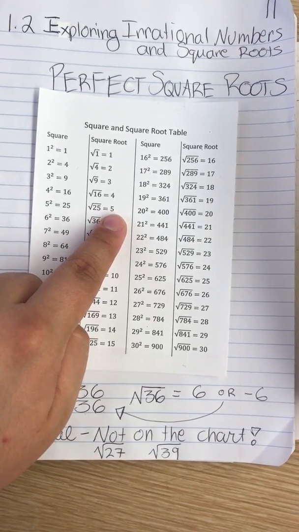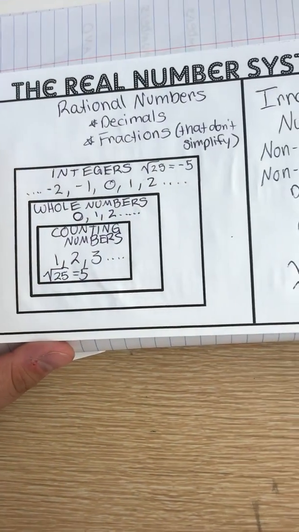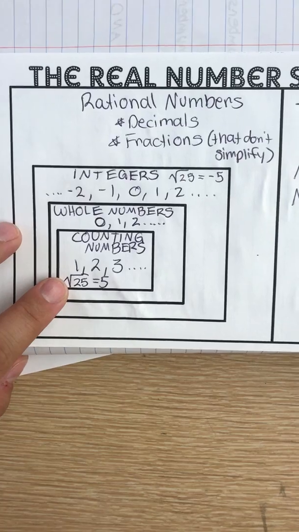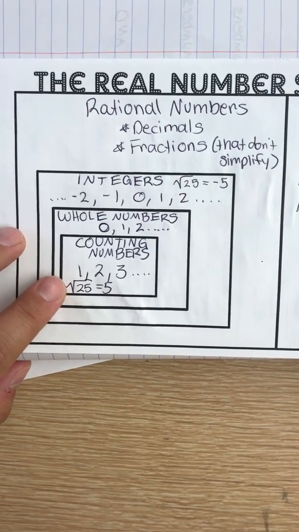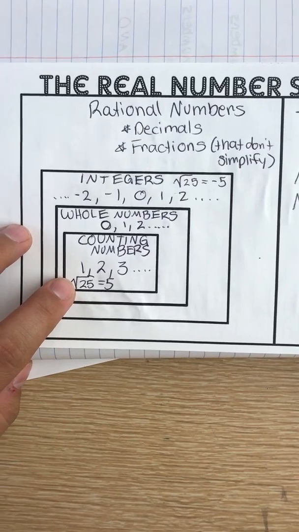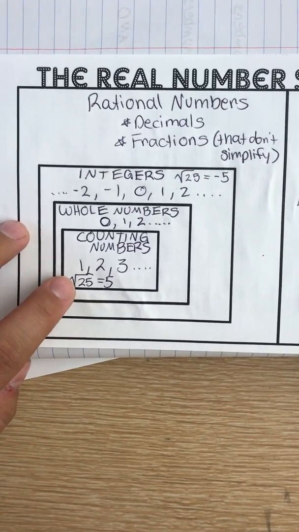I can simplify it. So if we go back a page in our notebook and we look at the real number system, you'll notice that I put in the counting numbers, the square root of 25 is equal to 5. These are also called the natural numbers for some of you. The square root of 25 is equal to 5. So I will sort that answer in this category.